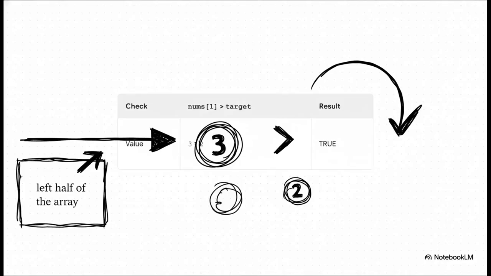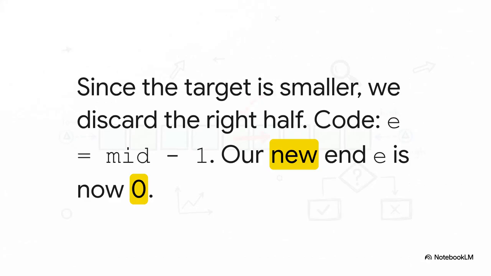Time to compare. The number at our middle index is 3. So the code asks, is 3 greater than our target 2? And yes, it is. That one little comparison tells us something huge. Our target can only be in the half of the array to the left of the middle. So, to officially discard that entire right half, the code just moves our end pointer, E, to be mid minus 1. So our new end is now index 0.